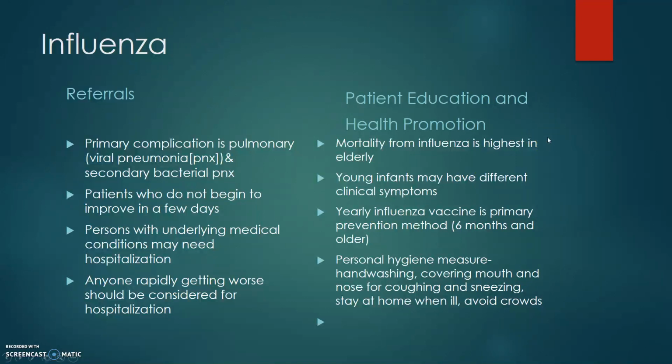And patient education and health promotion. Mortality for influenza is highest in the elderly, so we're going to make a lot of clinical decisions based on that. Young infants may have different clinical symptoms for influenza. We'll just review those and be aware. You'll go into that in depth in pediatrics. Yearly influenza vaccine is the primary preventive method, and vaccines can be given to those 6 months and older. And personal hygiene measures: hand washing, covering the mouth and nose for coughing and sneezing, staying at home when ill, and avoiding crowds. Thank you very much for your attention.